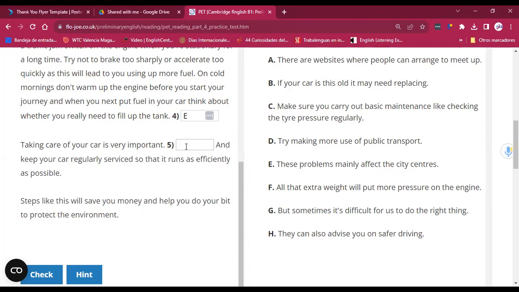H. They also advise you on safe driving. Anyone else? H, one vote. Right?